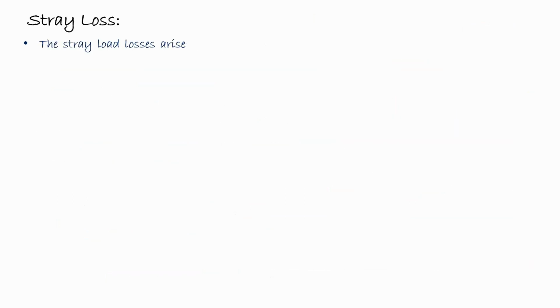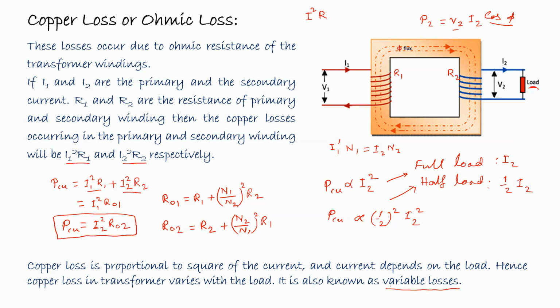The copper loss, if we consider, is around 80% of the total loss that occurs in a transformer, or you can say it is around 75 to 80% of the total loss. That means if we consider the total loss of a transformer as 100, then the maximum percentage of the loss occurs because of this copper loss.